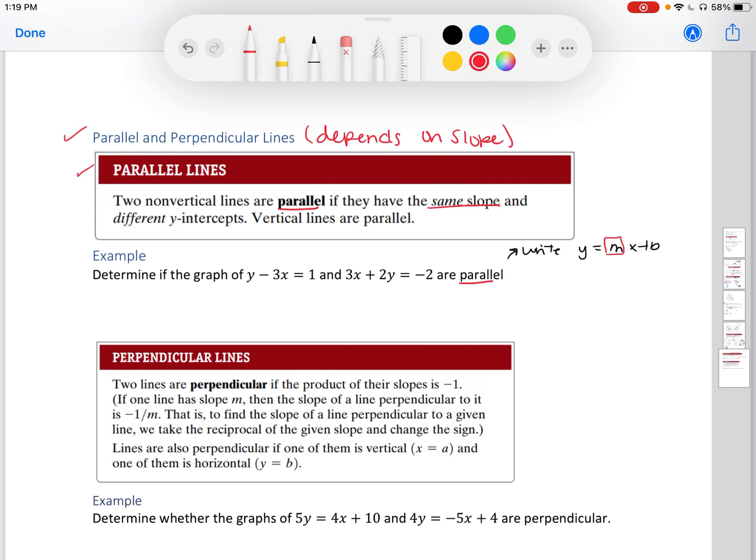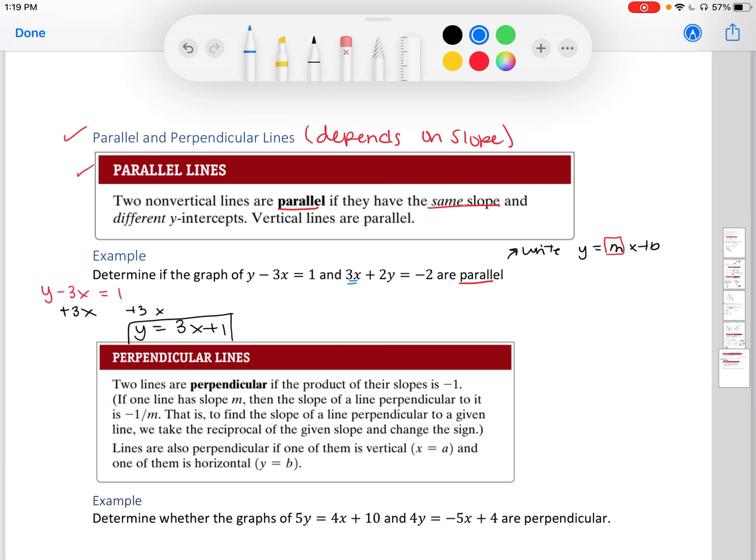So for the first one, we have y minus 3x equals 1. Let's solve for y. Let's get y by itself. So we're going to add 3x, and we're left with y equals 3x plus 1. That's my first line.